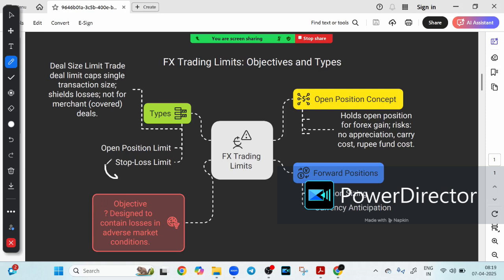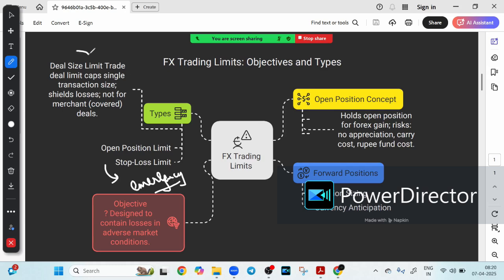Furthermore, we have what is called a stop loss limit, which means the emergency brake. We can call them the emergency brake, and we will talk in detail about this. If the loss reaches a predefined point, the position is exited automatically to cap further loss.